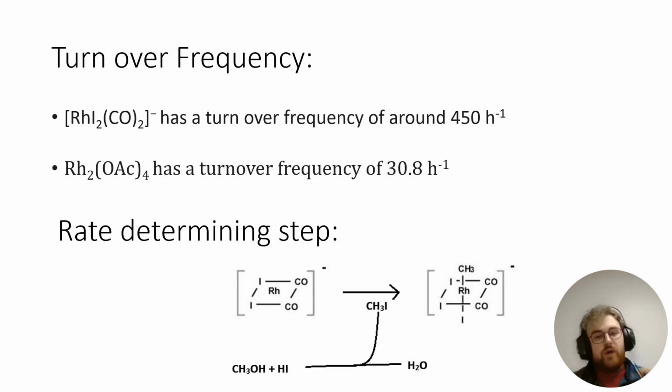I also want to talk about the rate determining step. In the Monsanto process, the rate determining step is the oxidative addition step, which I also have here again as a visual aid. The speed of this reaction basically depends on the rate at which methyl iodide is oxidatively added to the complex. So to speed up this reaction, a lot of methyl iodide is actually added. And this can have some pretty dire consequences, which I'm going to get to shortly.